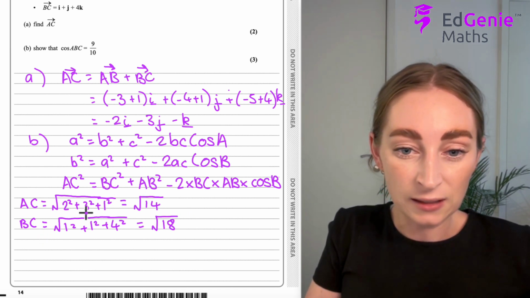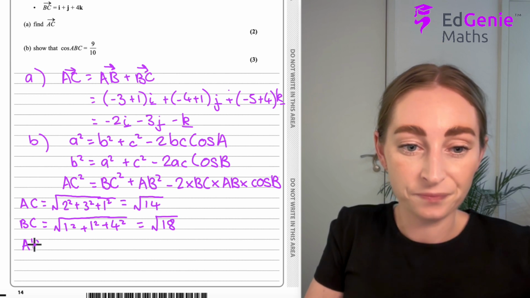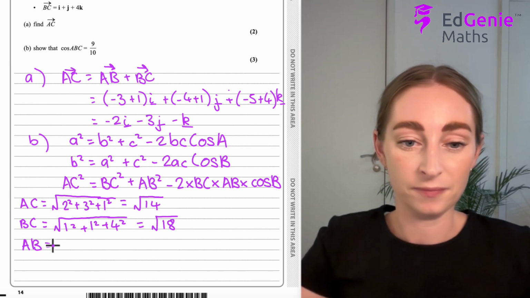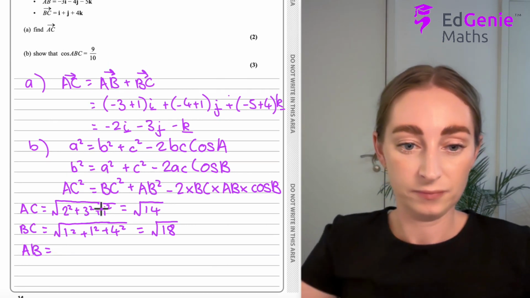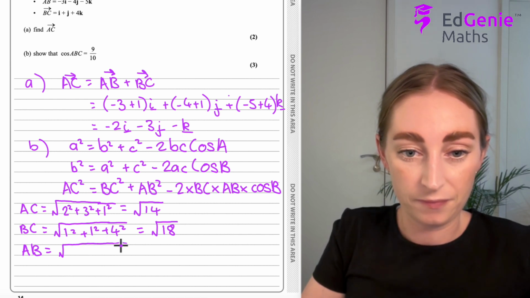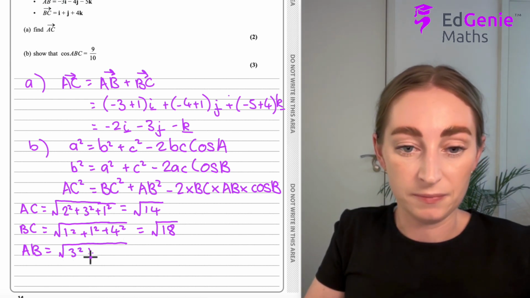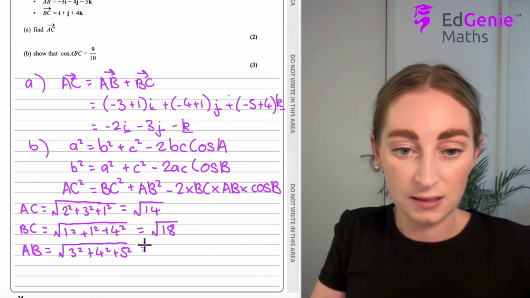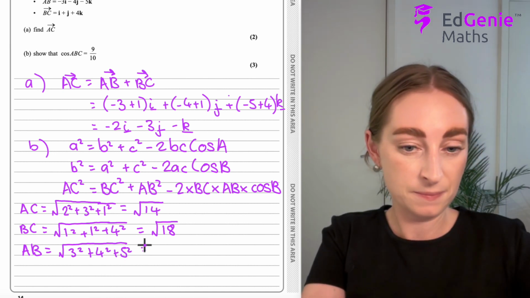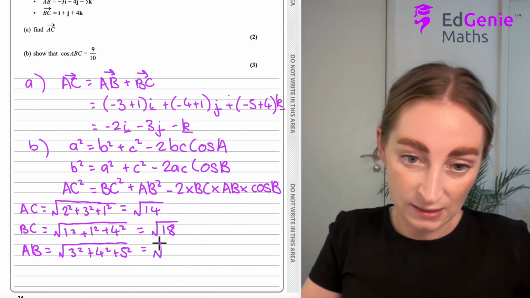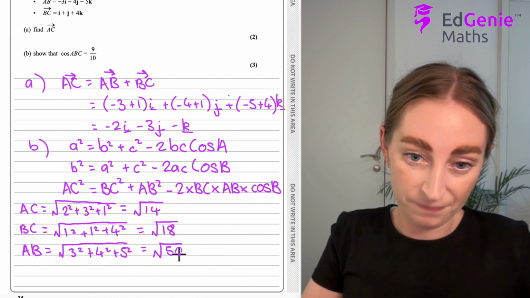And the last one that we need is AB. So minus 3 squared, or just 3 squared, 4 squared, 5 squared. Put that into a calculator, and that is the square root of 50.